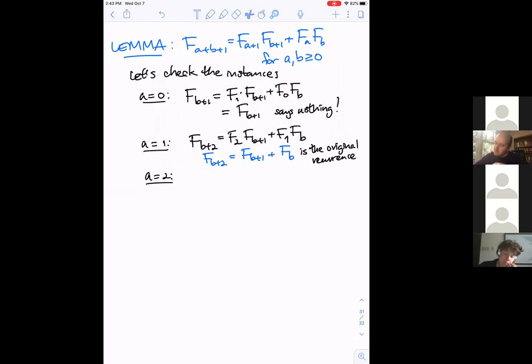What about the case A equals 2? Well, let's just see to get a feel for it. It's going to be giving us some kind of new recurrence. It's going to say FB plus 3, right? Because now we're adding A plus 1 to B, and A is 2. FA plus 1 is going to be a 3 in front of FB plus 1, and FA is going to be F2, a 1 times FB. Okay, so what did we say? F3 is a 3.